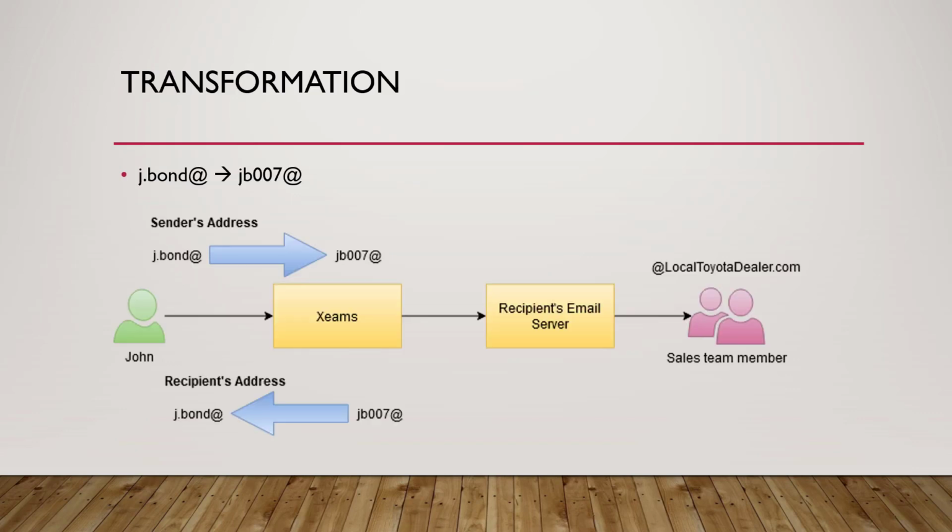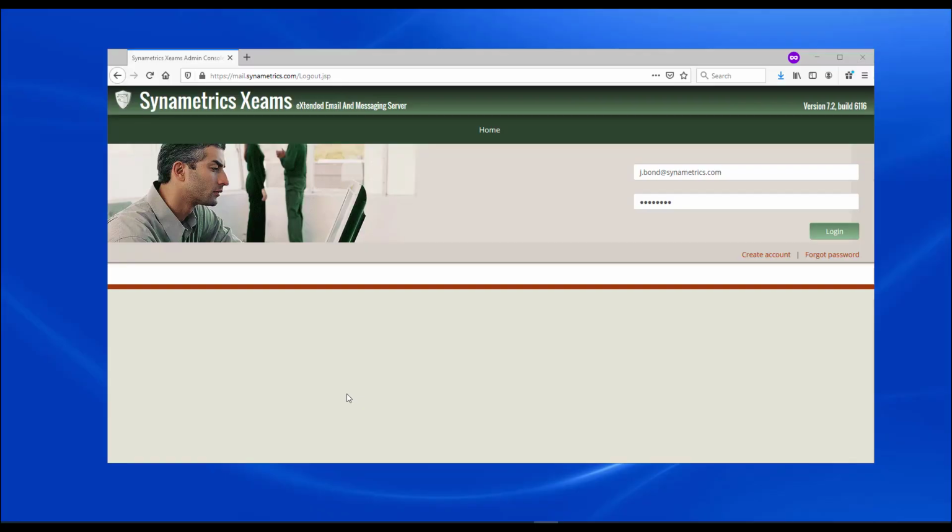So the goal with this feature is that when Mr. Bond sends an email with his real address to the local Toyota dealership, Zeems should automatically convert his sending address to his temporary address. This way, when the dealer gets the message, they see his temporary email address. Similarly, when the dealership replies to his message, Zeems should automatically convert the address back into his real address. As we mentioned with the previous method, this method can also have an expiration date.